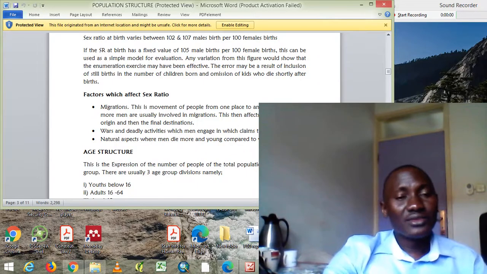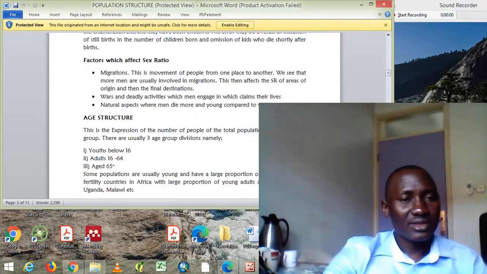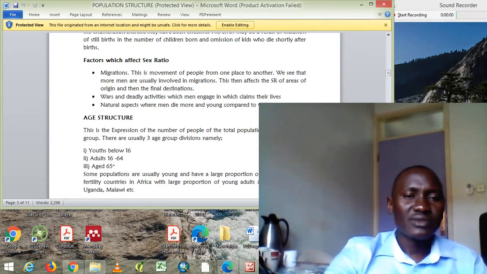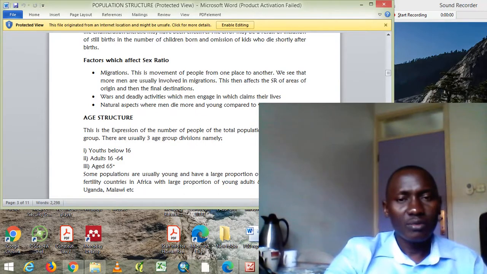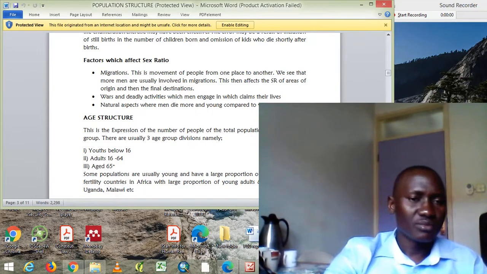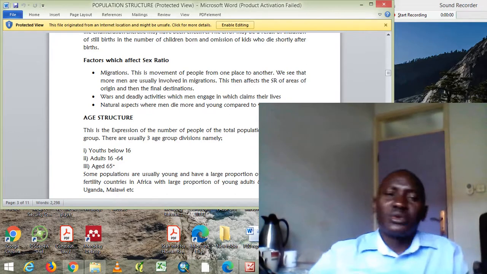The other definition of population structure is age structure. We use age also to determine a population structure. And the age structure is usually the expression of the number of people of the total population found in each age group. There are usually three age group divisions. We know, like when you're growing up, we have the youth.